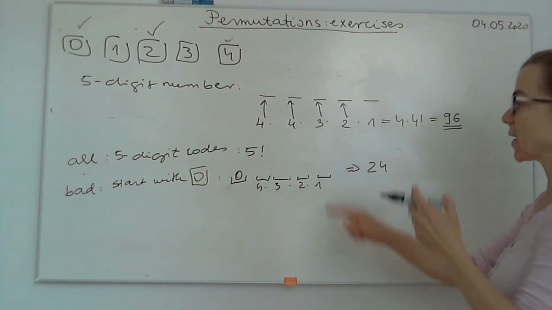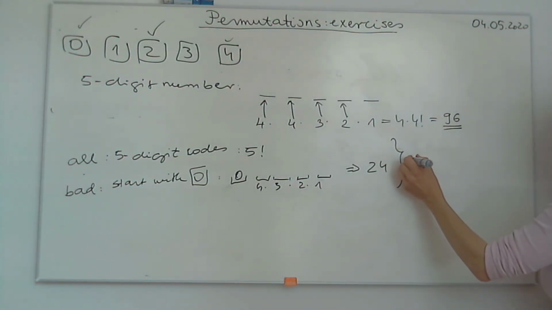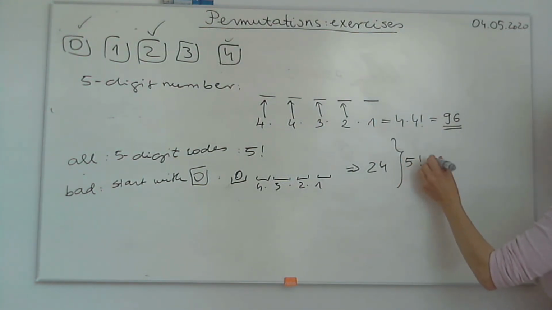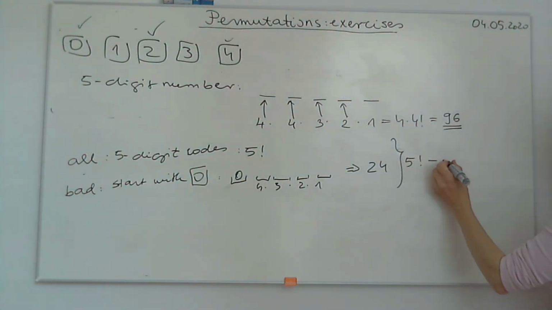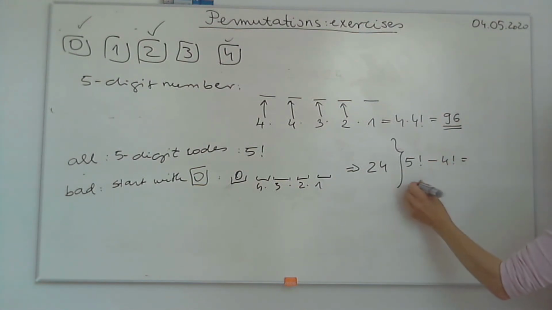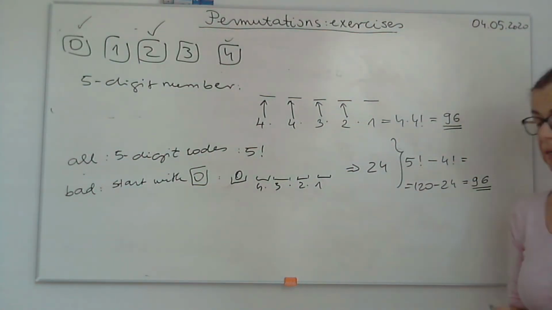Therefore, the correct answer is, for the original question, all codes 5 factorial, and subtract from that the bad ones, which start with 0, which was 4 factorial, and that is 120 minus 24, which gives us 96 cases. We are happy to establish that the two ways of solution led to the same final result.